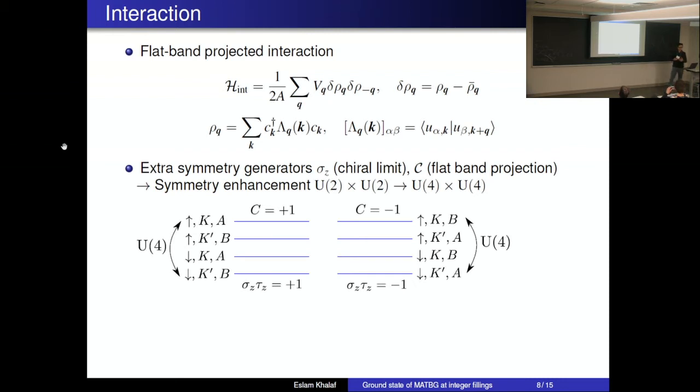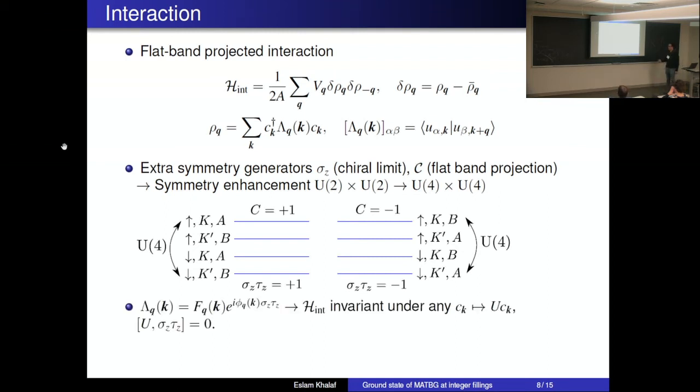This U4 times U4 internal symmetry has a simple visual interpretation, which is that for every valley, now I included also the spin degree of freedom, so for every Chern number, there are 4 bands, and we have the freedom to perform an arbitrary U4 rotation among the states with Chern number +1 or the states with Chern number -1. There's also a more direct way to see it, by seeing that these form factors are restricted by symmetries to have this form, which means that any unitary rotation of these operators by a matrix that commutes with sigma z tau z is a symmetry.